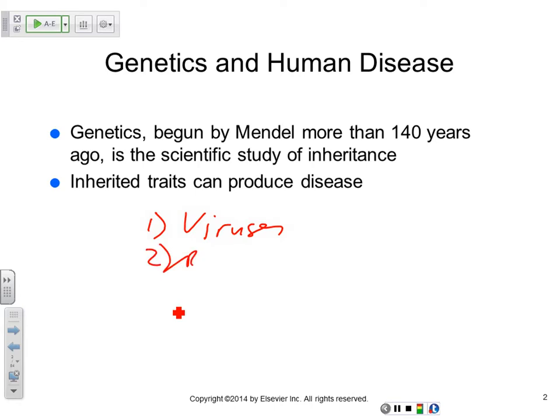Yeah, radiation. Yeah, that's a mutation. And somebody said chemicals. Okay. And all these can cause genetic diseases, and they can be inherited.